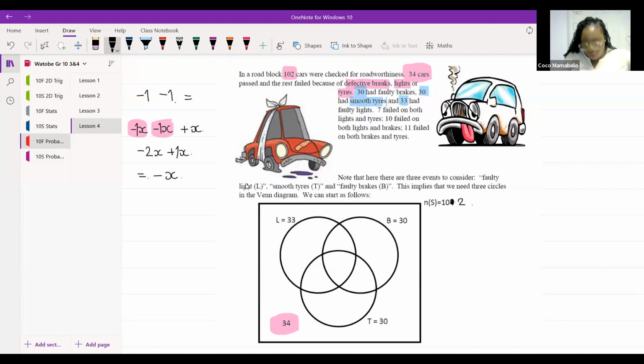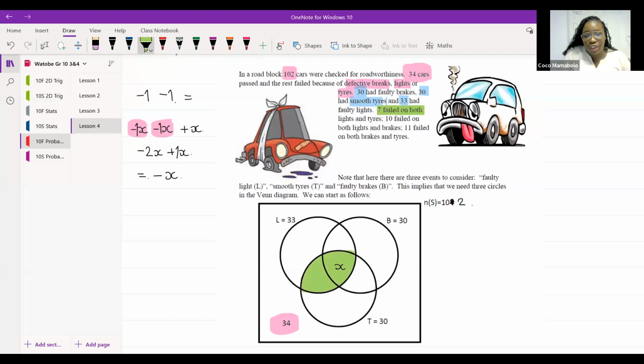X. Correct. We're going to name it X. So let's work our way backwards. Now it says here, we've done that part. We've done the hard part. It says 7 failed on both lights and tires. Okay, I'm going to go to the intersection for lights and tires. There is the intersection for lights and tires.